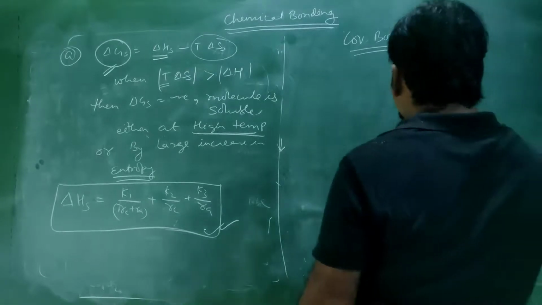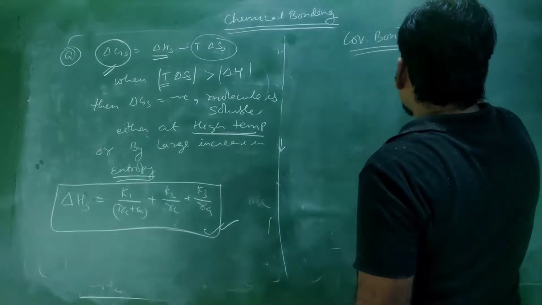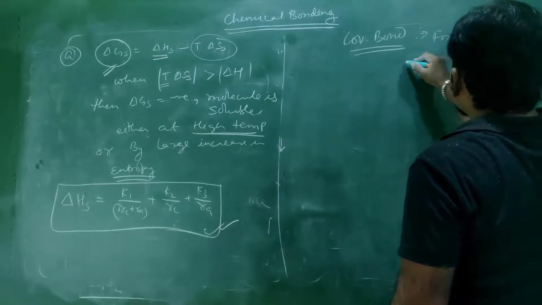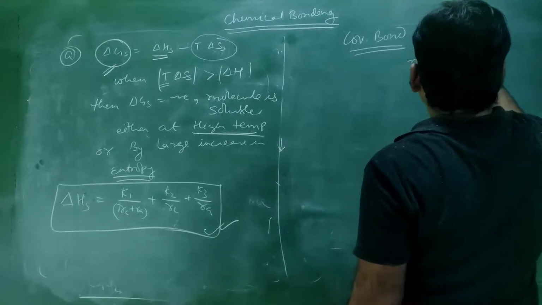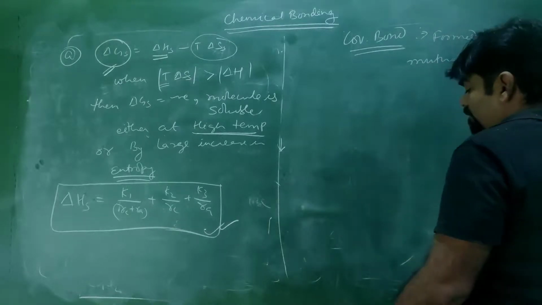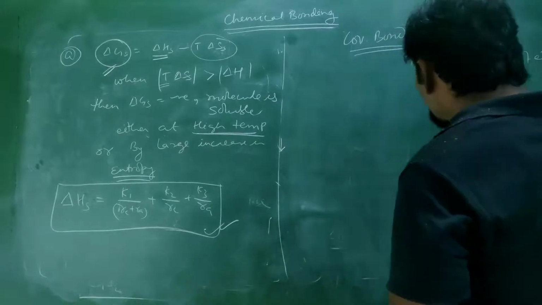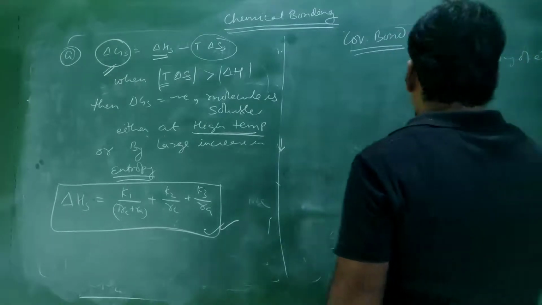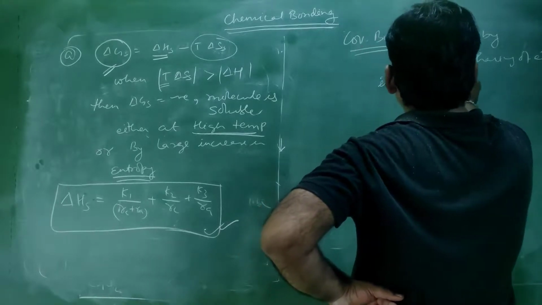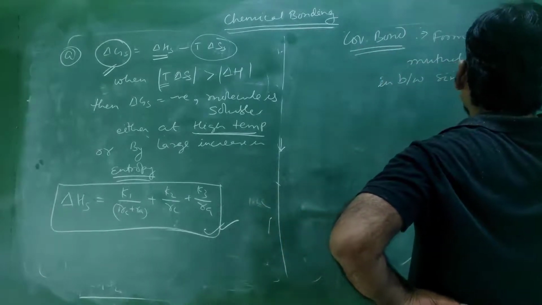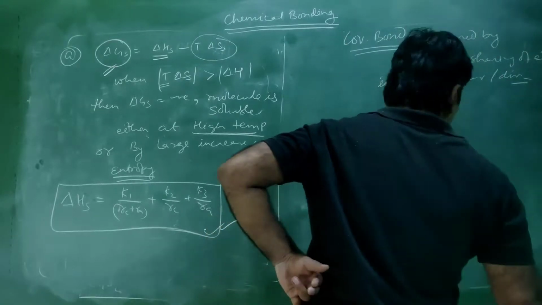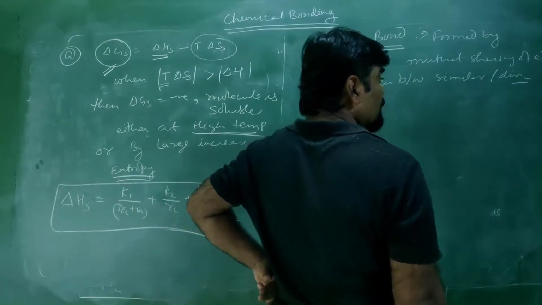Covalent bond is the bond formed by mutual sharing of electrons. When there is mutual sharing of electrons in between similar or dissimilar atoms, having electronegativity difference less than 1.7 or 0.